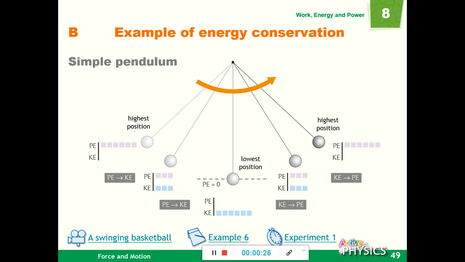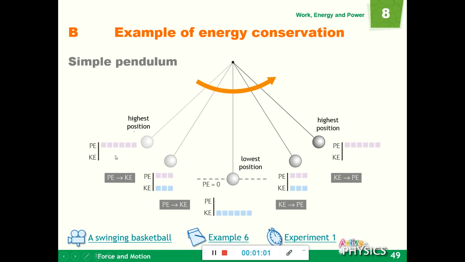The first example, simple pendulum, 鐘擺. When you look at this, in the highest position and the lowest position, you should know that the PE, the potential energy, and also the kinetic energy, they are different. At the highest position, PE will be the maximum. At the same time, in the lowest position, KE will be maximum, PE will be minimum.